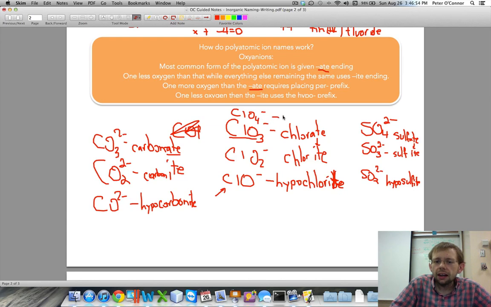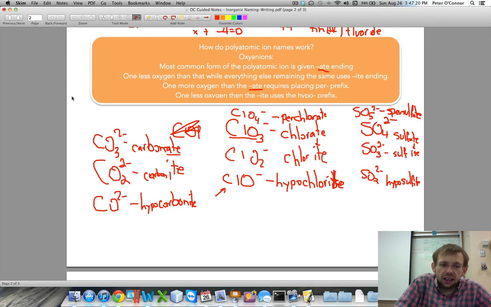What if it had 1 more oxygen than chlorate even has? Then we say another prefix called per, meaning more. Perchlorate. This has 1 more oxygen. Perchlorate. 1 more than the ate form. Sulfur and 5 oxygens. I don't think exists, but in case it does, it'd be persulfate. Don't quote me on that. It might actually exist. And then if this had one more, it'd be a per as well. Percarbonate.